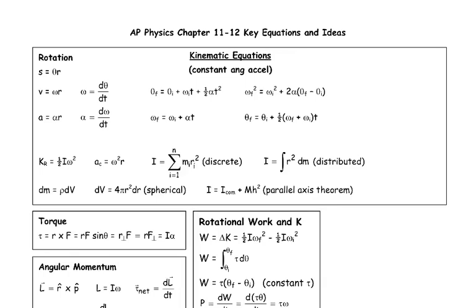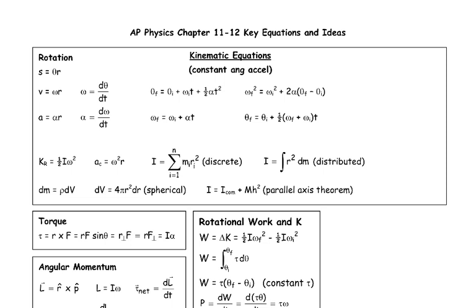Okay, so we are now on Unit 5. We have 2 units left after this one. We are going to be talking about rotation. So we did a little bit of this last year if you were in AP Physics 1. But we're going to do some review first, and then we will go from there.